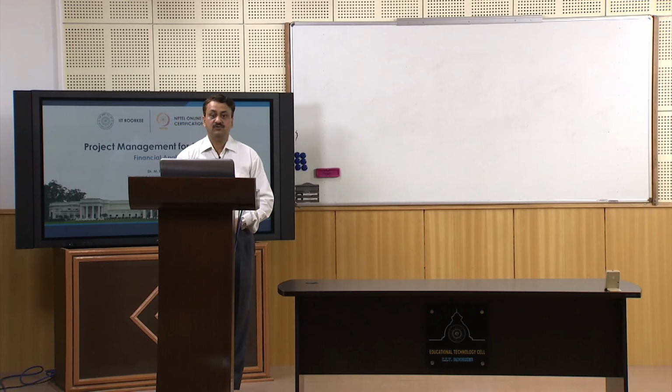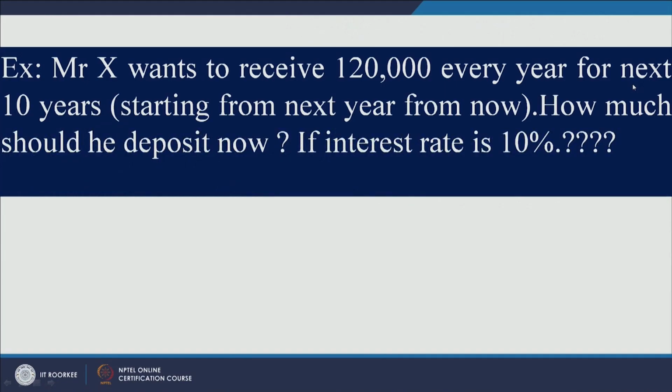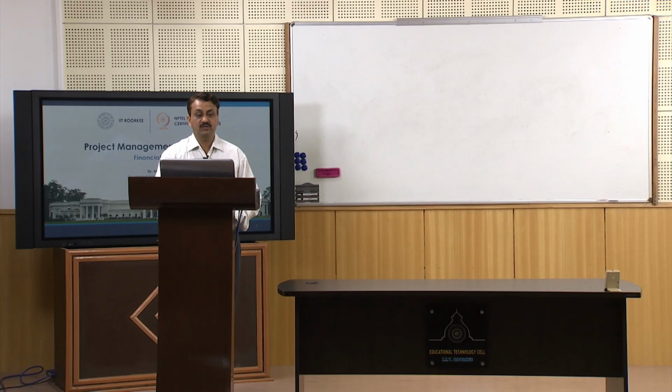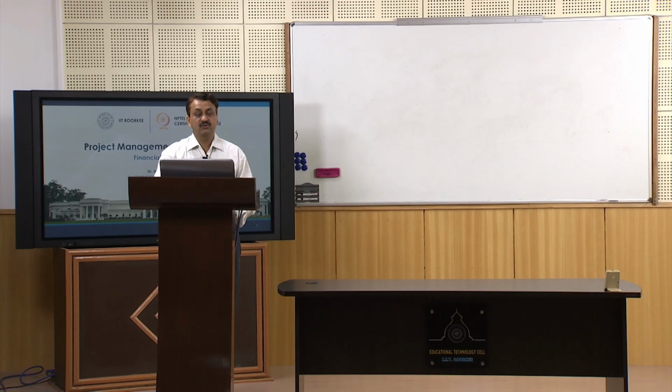Let us say Mr. X wants to receive 120,000 every year for the next 10 years. How much should he deposit now if the interest rate is 10%? The question is, Mr. X wants to receive 120,000 every year for the next 10 years, starting from next year from now, right?